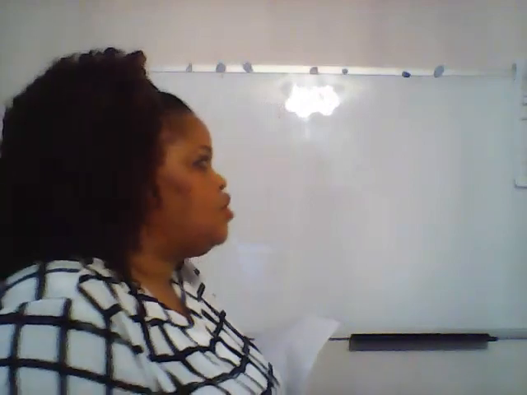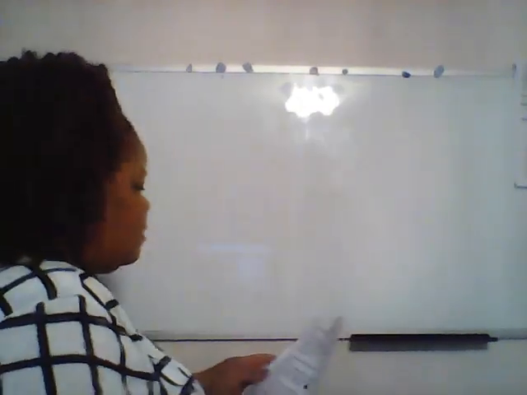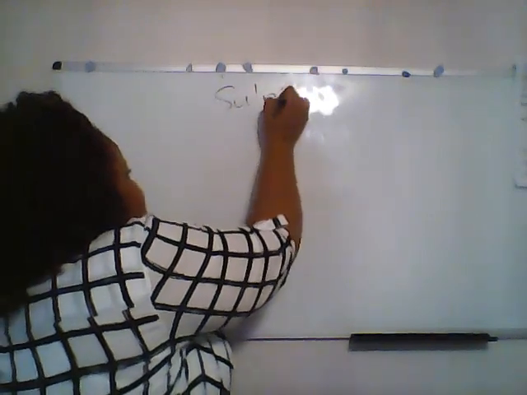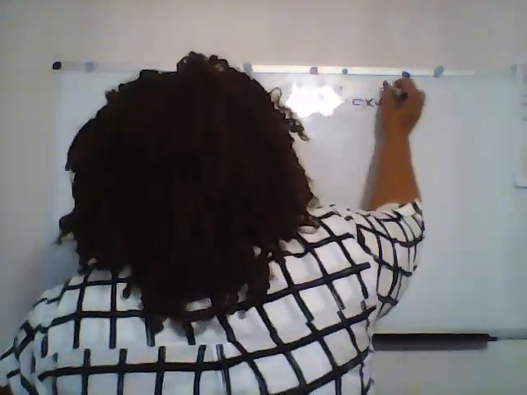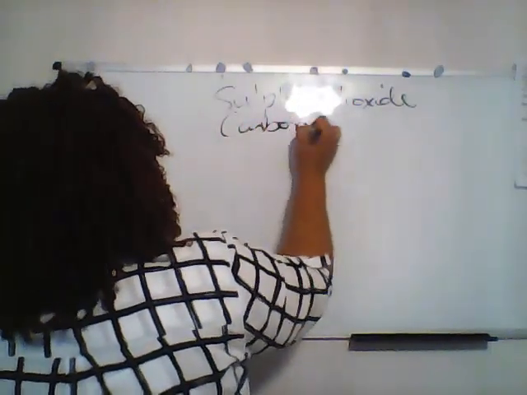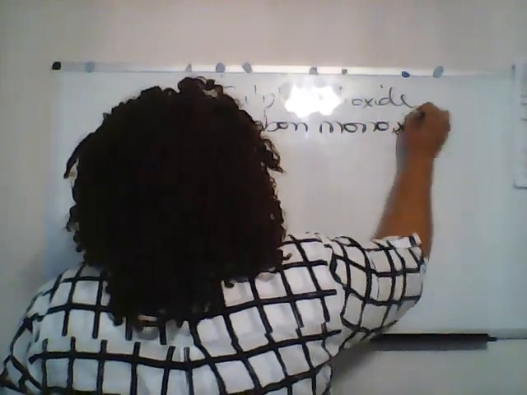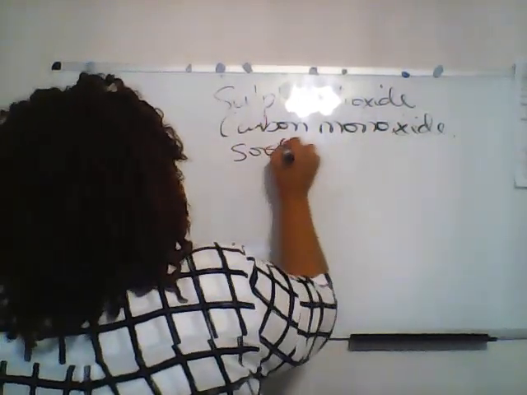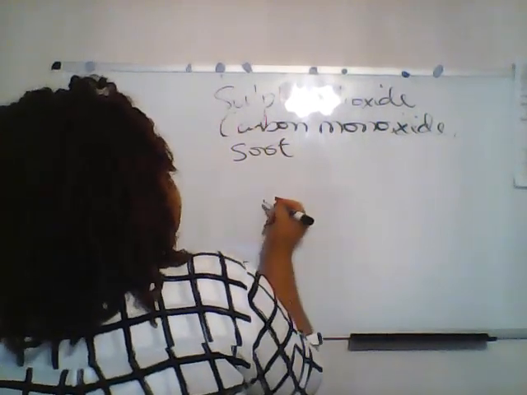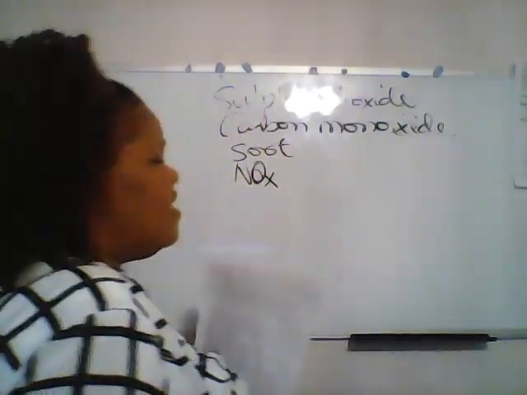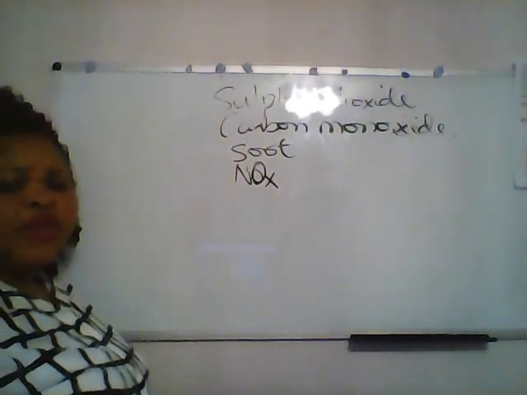Yes, someone said cracking is thermal decomposition of alkanes. Yes, that's the definition. I had to explain what it actually means. Yeah, you are right. Okay, so I'm going to list some words here. The words I want to list are: 1, sulfur dioxide, carbon monoxide, soot is another one. And what's the other one? NOx. Do you even know what that is? And how do these impact on the environment?